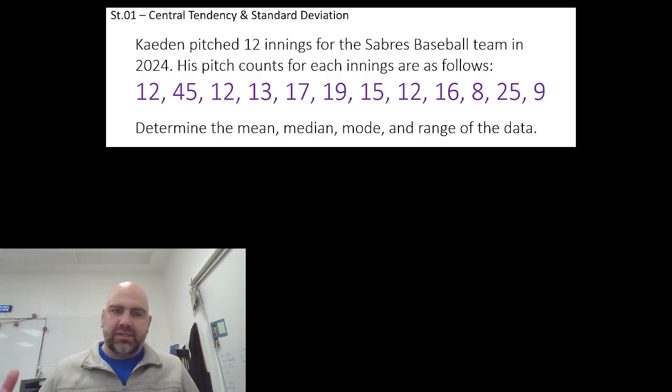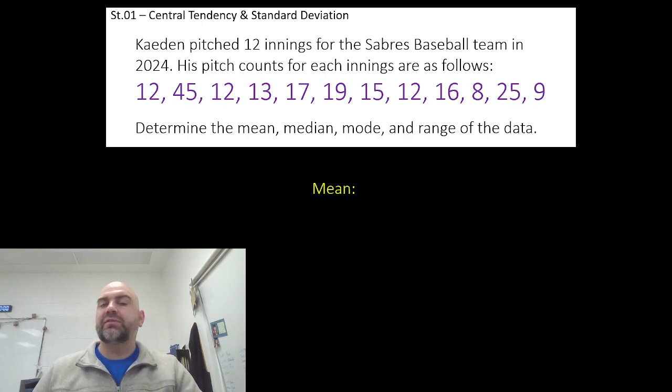We're going to use an example of Caden, who pitched 12 innings for the Sabres baseball team in 2024. His pitch counts for each inning are as follows: 12, 45, 12, 13, 17, 19, 15, 12, 16, 8, 25, and 9. Now, what we want to do here is figure out what the mean, median, mode, and range of this data set are. And we're going to do that by hand in this case.